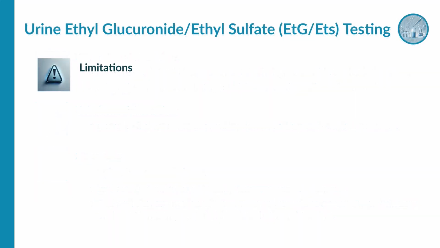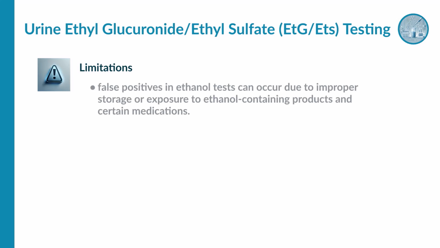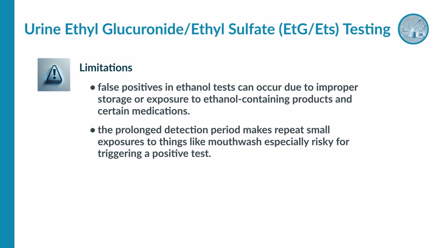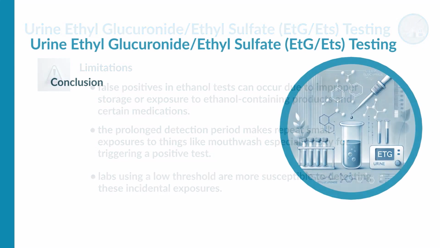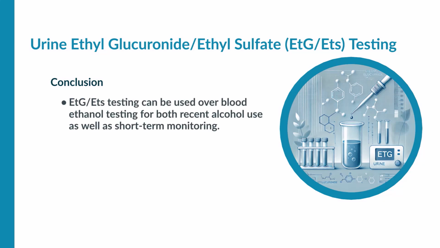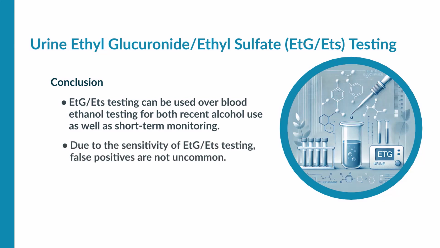Now, there are limitations. Of course, similar to blood ethanol, false positives can occur due to improper storage and incidental exposures to ethanol-containing products and some medications. Furthermore, the prolonged detection period makes repeat small exposures to things like mouthwash especially risky for triggering a positive test, especially if you have a lab which uses a low threshold. In summary, ethyl glucuronide and sulfate testing can be used over blood ethanol testing for both recent alcohol use as well as short-term monitoring. Due to the sensitivity of these tests, false positives are not uncommon.